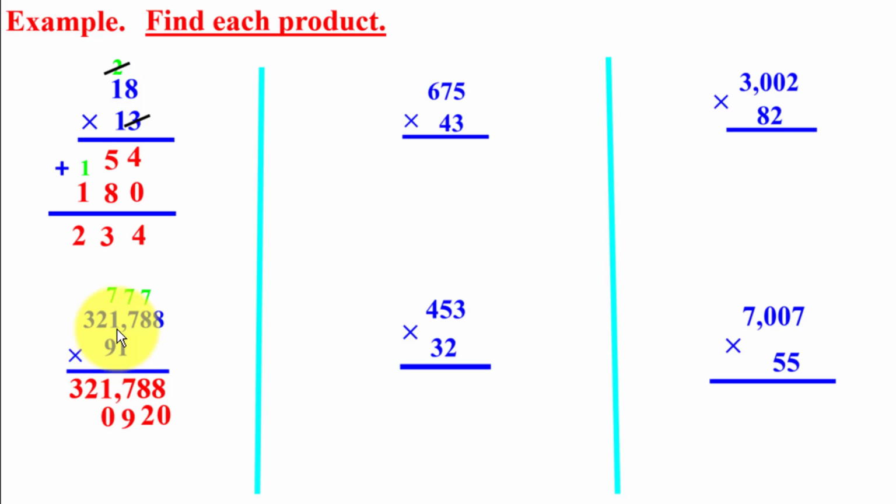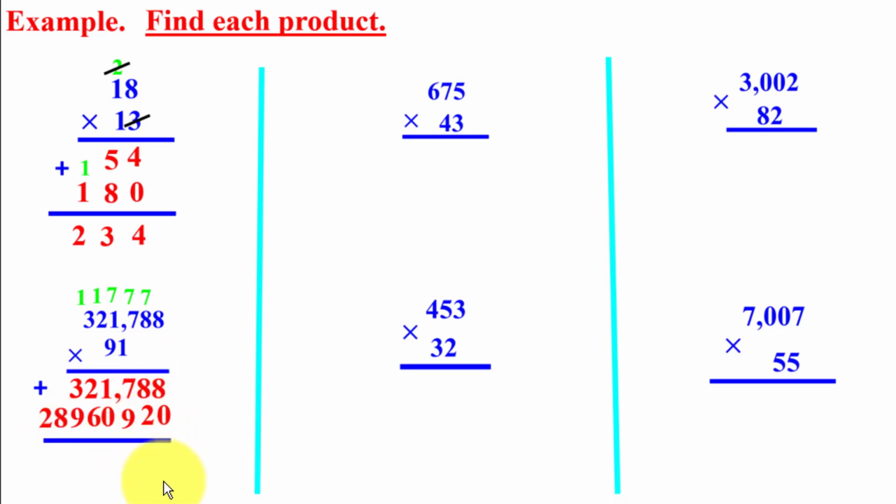9 times 1 equals what, guys? Equals 9 plus 7 equals 16. Write 6 and keep 1 up. 9 times 2 equals 18. 18 plus 1 equals 19. Write 9 and keep 1 up. Now finally, 9 times 3 equals 27. 27 plus 1 equals 28. So we'll write here 28. What is the second step? Write a line and add the two partial products.